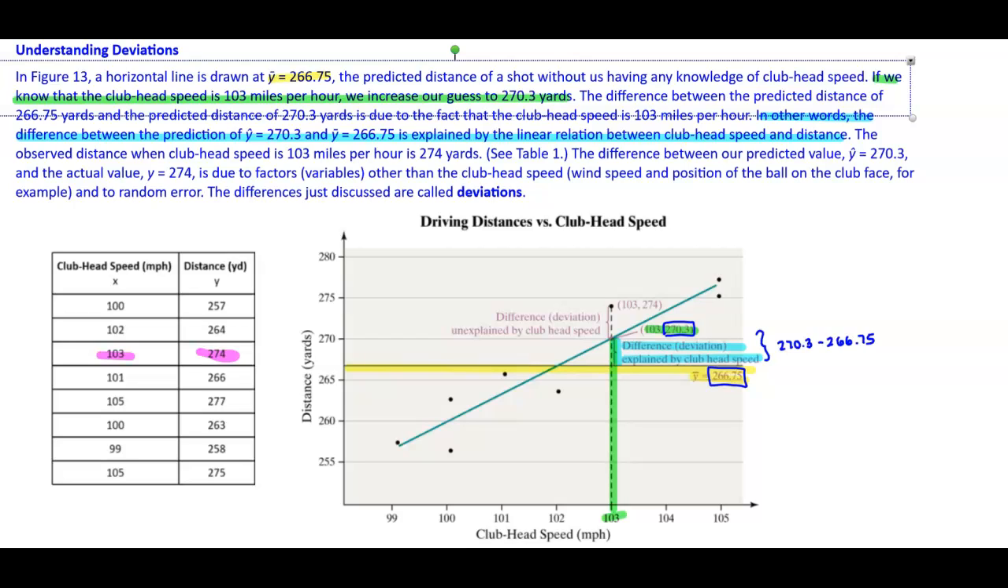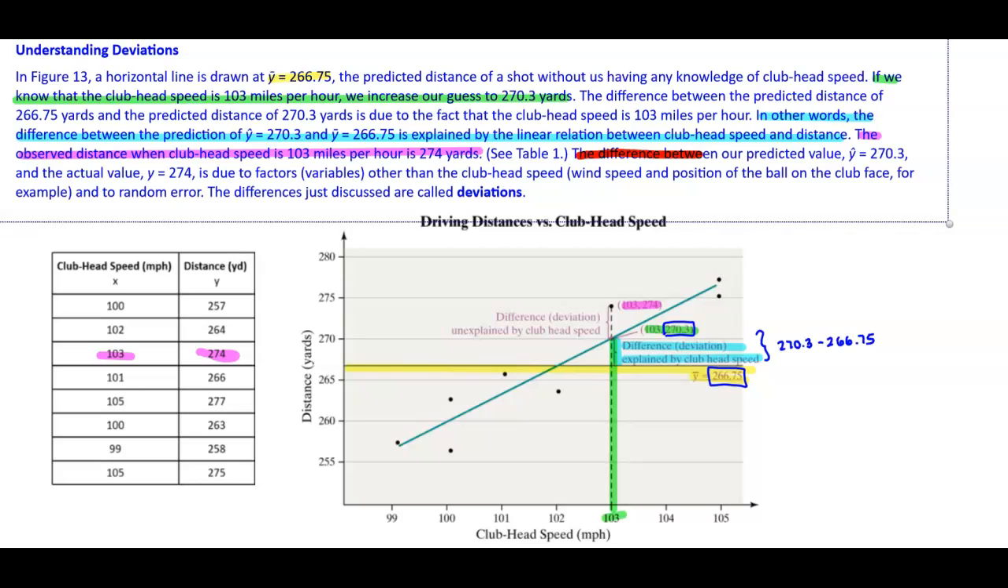So that means that here, the observed distance when the club head speed is 103 miles per hour is 274 yards, is this particular point here. Okay, and so the difference between our predicted value of 270.3 and the actual value of 274 is due to factors other than the club head speed, meaning wind speed and the position of the ball in a club face, for example, and to random error. And so the differences just discussed are called deviations.